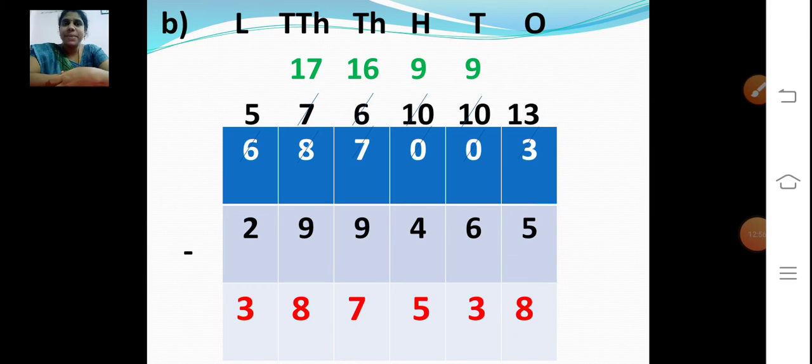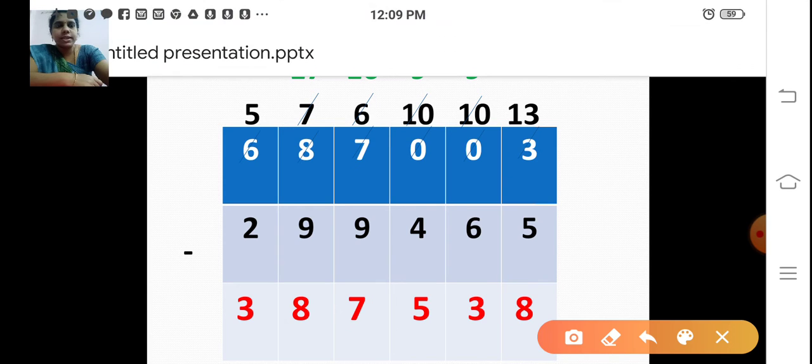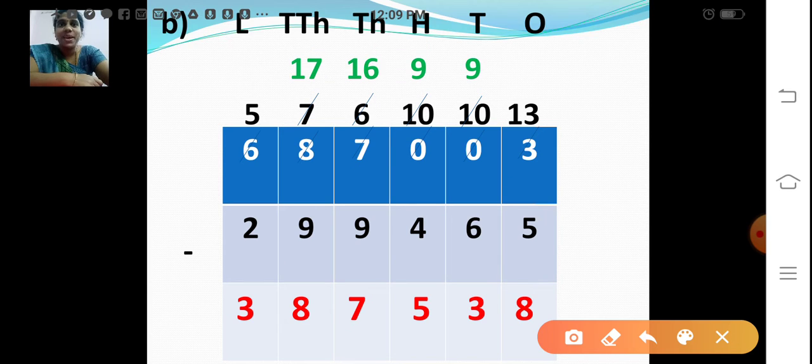So next sum B, we are going to subtract 6,87,003 minus 2,99,465. Shall we start to subtract these two numbers? Yes. Now we are going to subtract these two numbers. So we have to start from the ones place, right? So we'll start with the ones place.